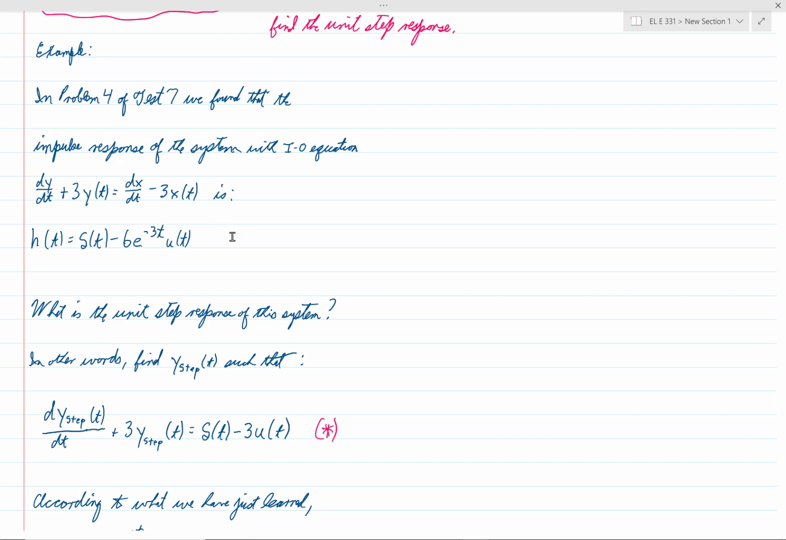In other words, just to make sure it's clear, we want to find the function y step of t that could take the place of y when for x we plug in u. Now notice, we've plugged in y step for y, so we get dy step dt plus 3y step. But when I plug in u for x, I'm taking into account the fact that du dt is delta of t. So that's why I have this delta of t there. But then minus 3x just becomes minus 3u, because again, I'm just plugging in u for x.